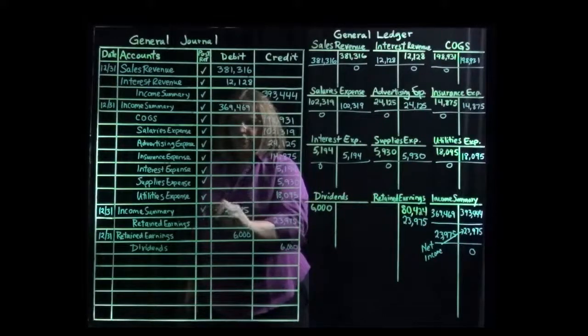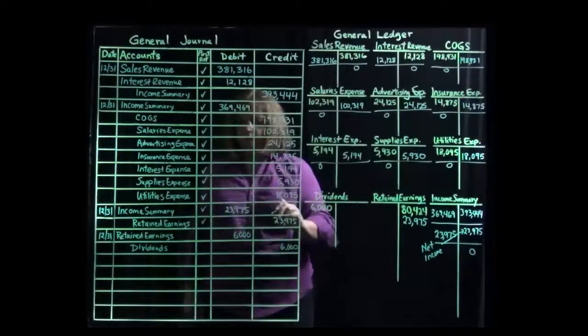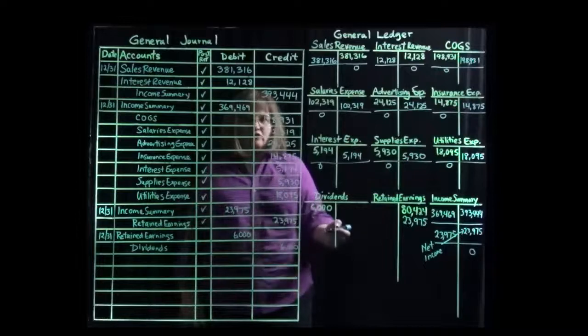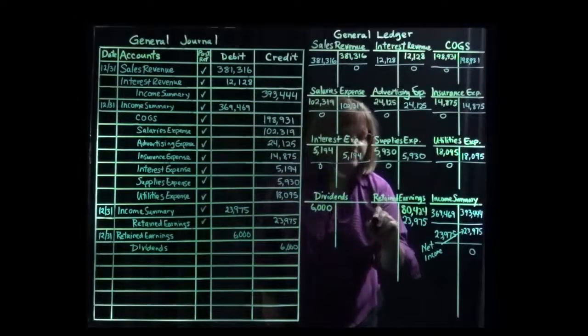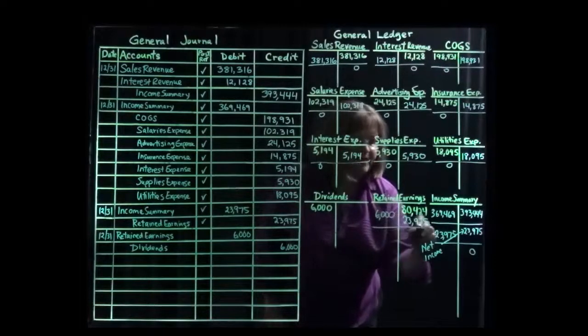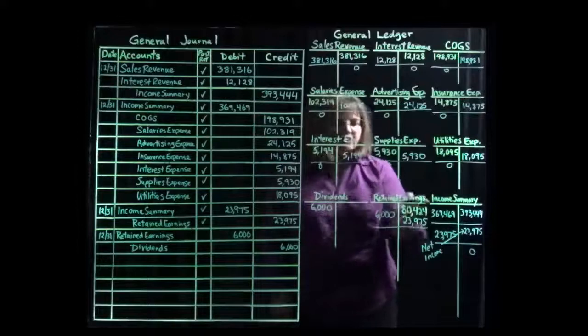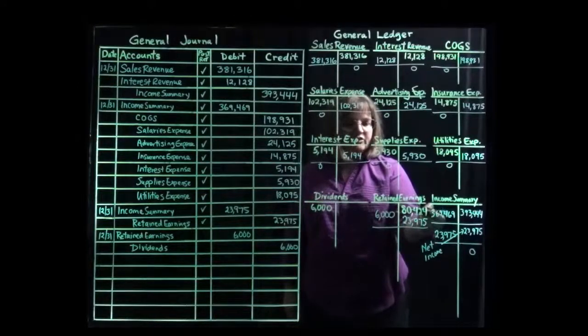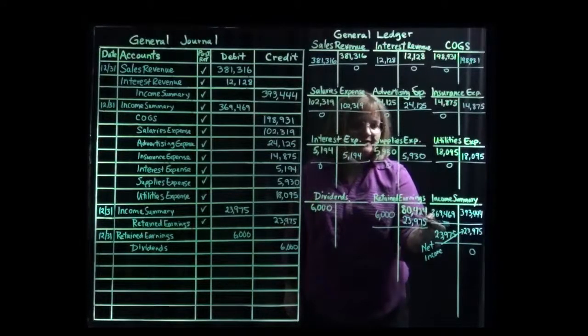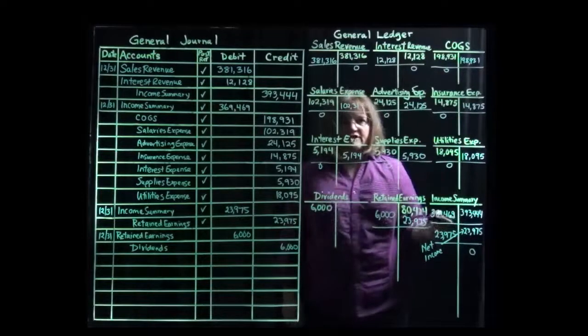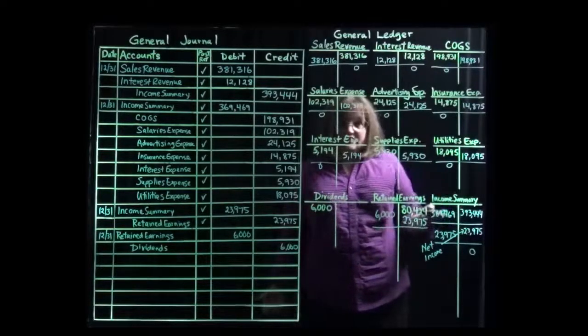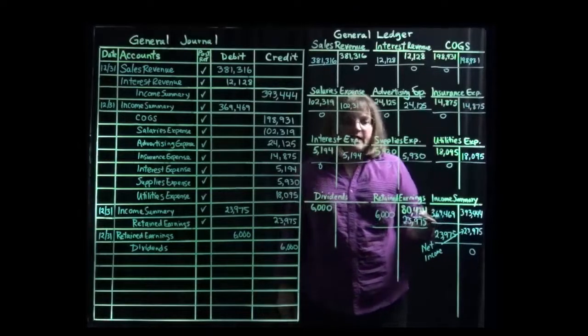I forgot to check mark that I had posted those two. Next, we're going to post our final closing entry. So we're going to debit the retained earnings for $6,000. And that's going to give us a balance in our retained earnings account. We take the beginning retained earnings plus the net income minus the dividends to get the ending retained earnings balance. Hopefully you've seen that equation before. That makes up our statement of retained earnings.